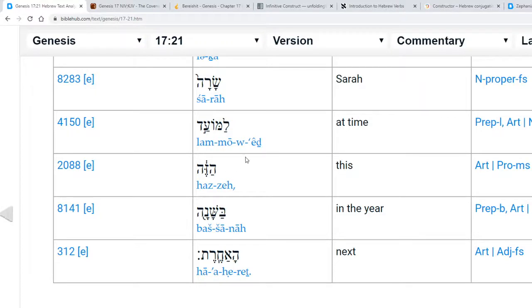La Moed Hazeh, right? This particular time. It's the article and then the pronoun, masculine singular, because Moed is masculine singular, right? Moed Hazeh. Ba Shana, prepositional bet, again with the article, in the year, Ba Shana, right? Shana means year. Ha-acheret, meaning the next. Acher means other. Acheret is feminine because Shana is feminine. Ha-acheret, but when you say Ba Shana ha-acheret, it means the coming year, right? The next year. Okay?